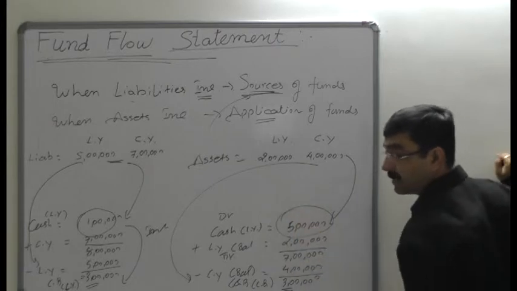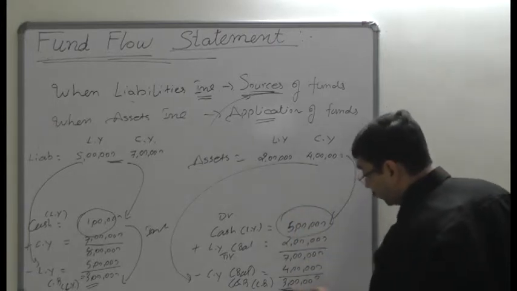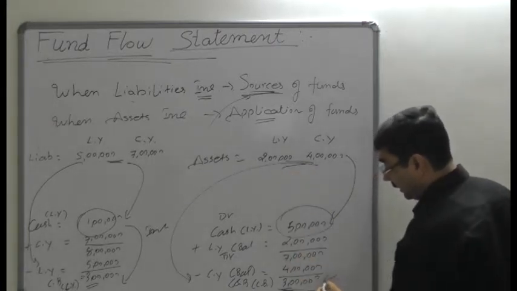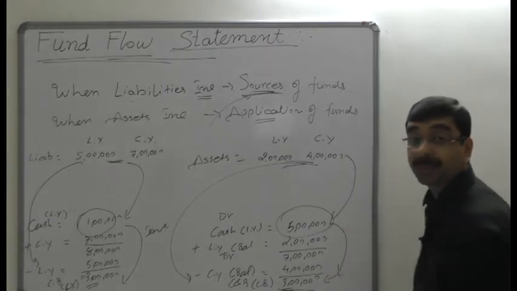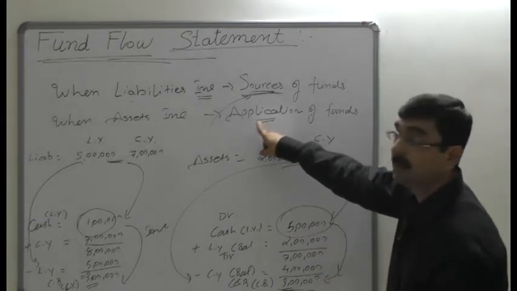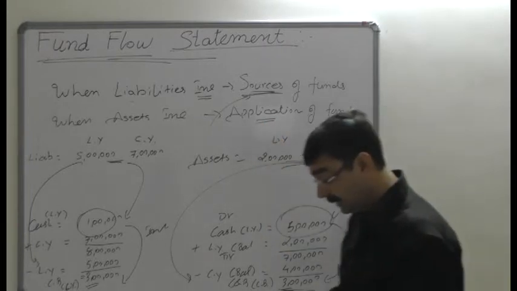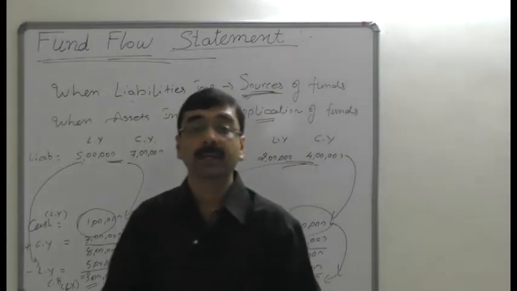What was your opening balance? 5 lakh rupees. Now what is the closing balance after this transaction? It's 3 lakh. So it's reduced, it decreased. Decrease means it's an application of funds. So in this regard, the transactions occur in different ways.